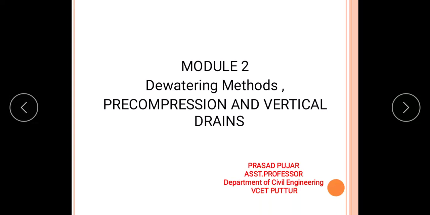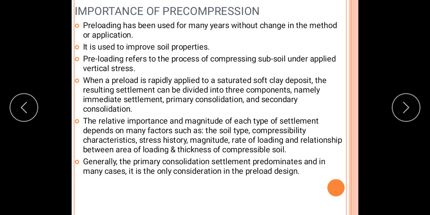When the soil is coarse grained, the permeability is more and it is very easy to remove the water from the soil. But when there is fine grained soil, clay soil, where the permeability is very low, it is very difficult to remove the water from that type of soil. For those cases we use pre-compression and vertical drains. Let us discuss pre-compression and vertical drains in this lecture.